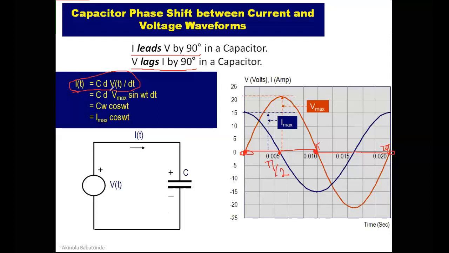I of t is equal to C dV/dt. By carrying out simple integration and simple trigonometric rearrangement here, you obtain I of t equal to I max cos wt. We've talked about something like this before in the previous slides, so let's take it a step further.